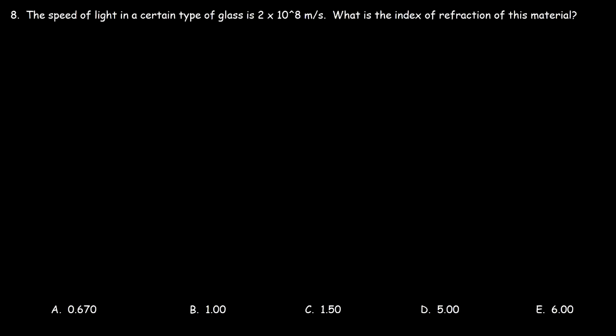Number 8. The speed of light in a certain type of glass is 2 times 10 to the 8 meters per second. What is the index of refraction of this material? Now this problem is not bad, just like the other two problems. There's only one formula that you need to know. The index of refraction, represented by the symbol n, is equal to the speed of light in a vacuum or an empty space divided by the speed of light in that material, in this case, in the glass. The speed of light in empty space is 3 times 10 to the 8 meters per second.